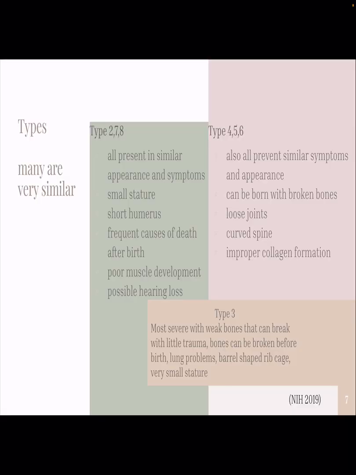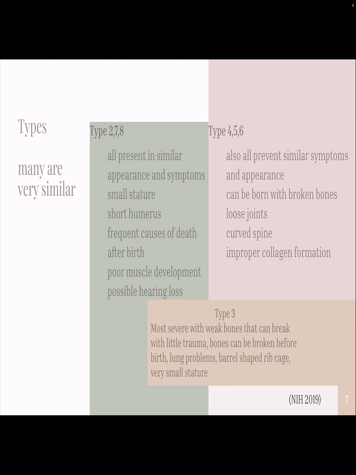Types of OI. As I mentioned, there are 8 types of OI, many of which are very similar and present very similar cases. So I broke them up into just a few different groups because we are only focusing on OI. To focus on the first group, there's type 2, 7, and 8. These are all very similar, and most of these patients will have a short humerus, which is the bone in the arm from the wrist to the elbow.